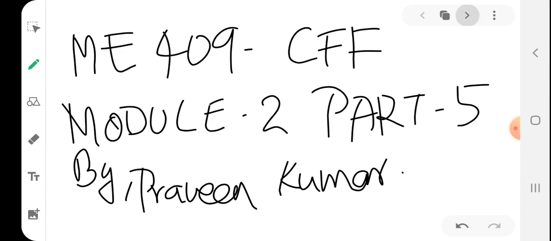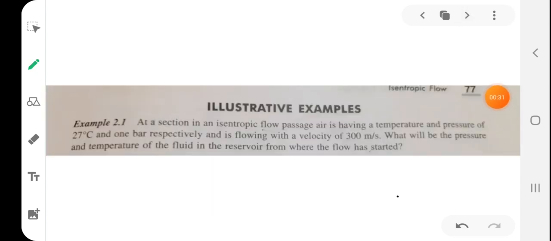Okay, so first a basic problem. Here at a section in an isentropic flow passage, air is having a temperature and pressure of 27 degrees Celsius and 1 bar respectively, and is flowing with a velocity of 300 meter per second. What will be the pressure and temperature of the fluid in the reservoir from where the flow has started?